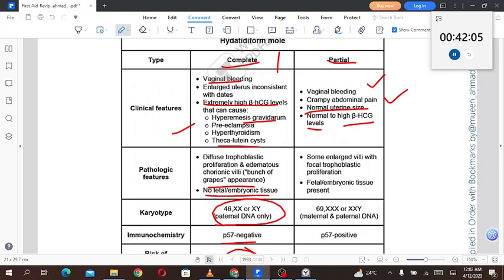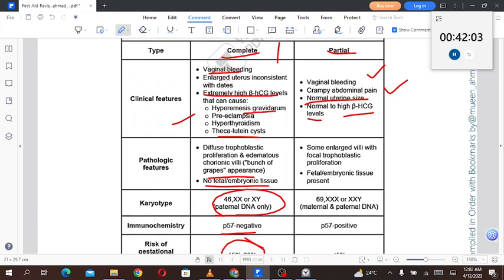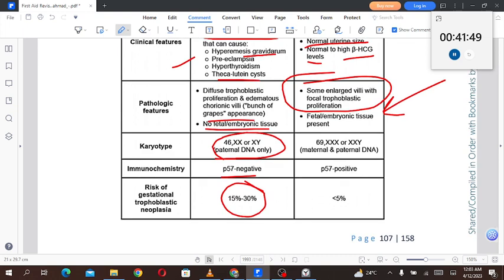Pathologic features: some enlarged villi with focal trophoblastic proliferation, and fetal or embryonic tissue will be present, because for the development of fetal or embryonic tissue we need the maternal chromosomes, which are present in the case of a partial mole. Karyotype can be 69XXX or XXY or maybe XYY. Maternal and paternal DNA both are present.